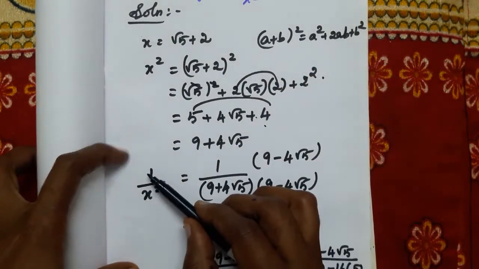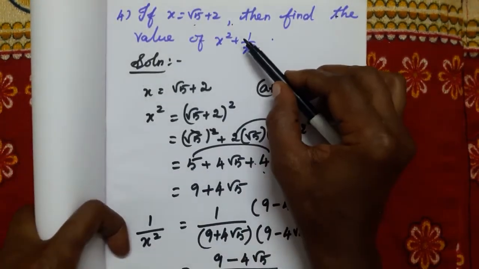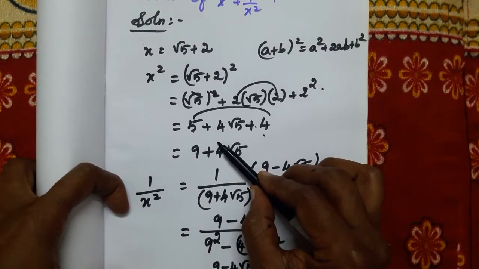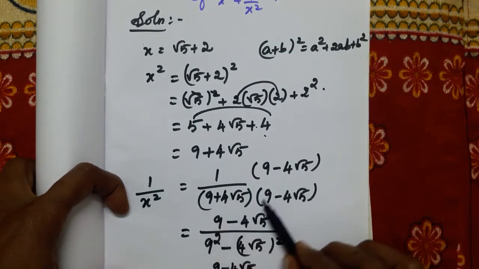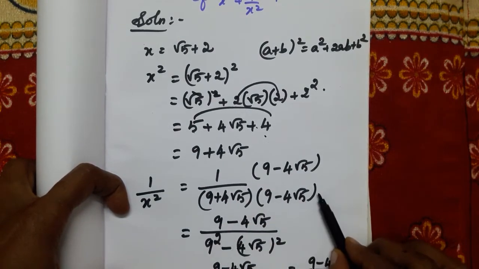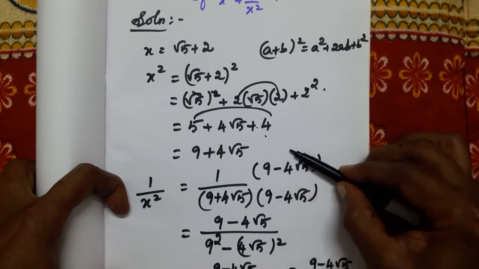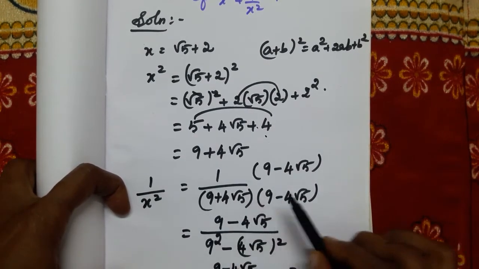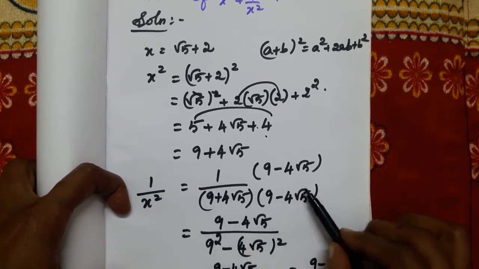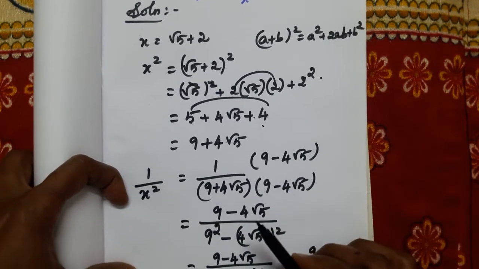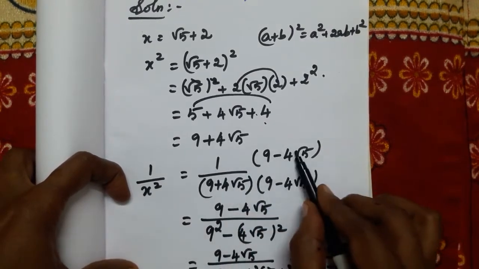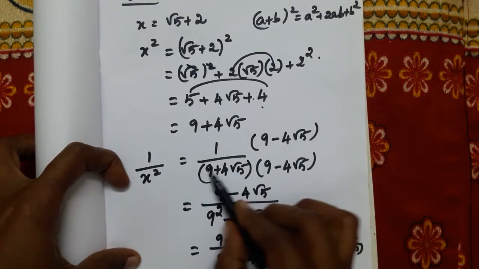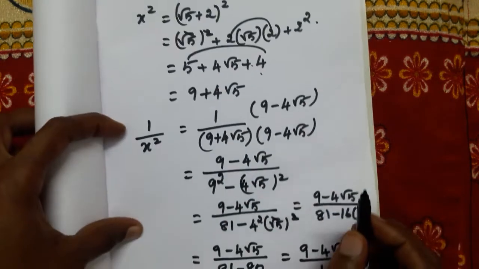Next, we have to find out 1 by x square, since we need x square plus 1 by x square. 1 by x square is equal to 1 by 9 plus 4 root 5. What's the conjugate of 9 plus 4 root 5? 9 minus 4 root 5. Then we multiply the numerator and denominator, to rationalize the denominator. So we are multiplying 9 minus 4 root 5 in the numerator and denominator. The numerator is 1 into 9 minus 4 root 5, which means 9 minus 4 root 5, and the denominator is 9 square minus 4 root 5 the whole square.